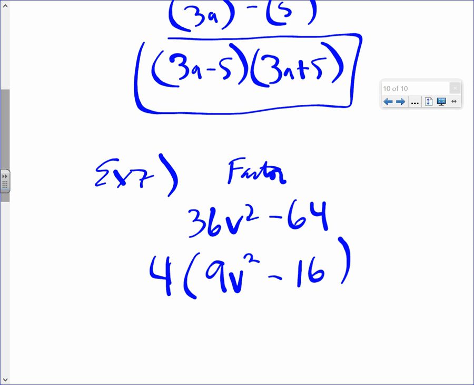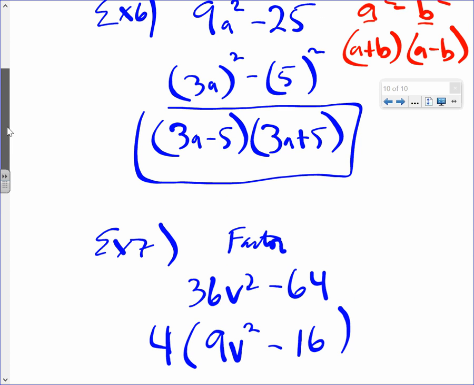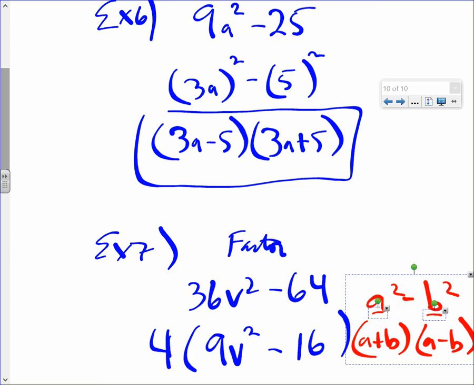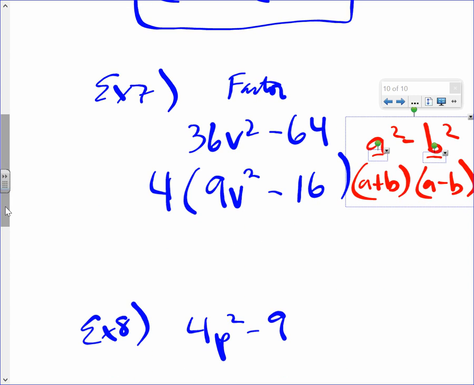At this point, I'm looking at the binomial in parentheses and ignoring the 4 factor. Let's ignore the 4 for a little bit and look at the 9b squared minus 16 and ask ourselves, does that look like a difference of 2 squares? Inside parentheses only, is that an a squared minus b squared situation? It is. I can rewrite this as a squared minus b squared.